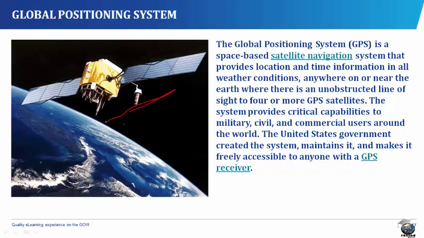To function, it uses 6 geostationary satellites, that is, 6 large satellites all across the Earth. All of these satellites positioned in space communicate with one another to send information to each user right here on Earth. The system provides critical capabilities to military, civilian, commercial users around the world. The US government created the system and maintains it, and also makes it available to anyone with a GPS receiver.